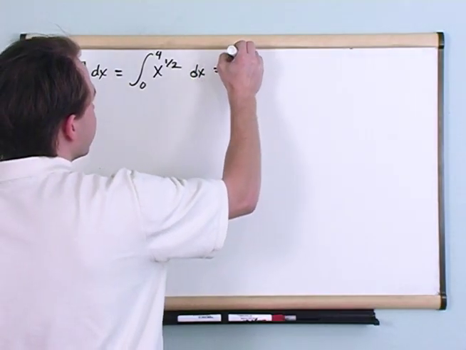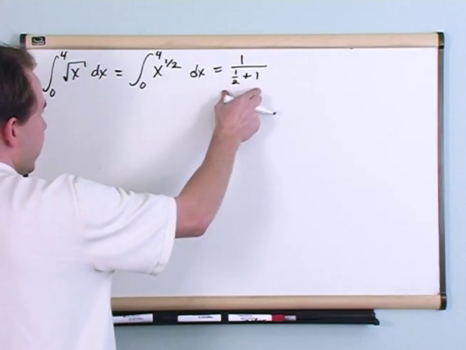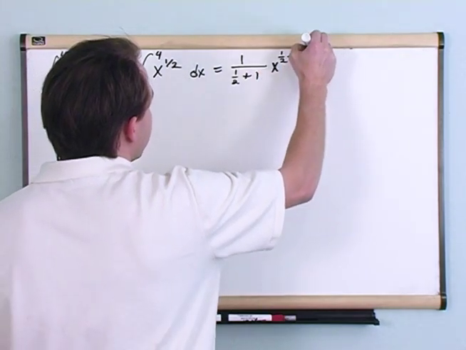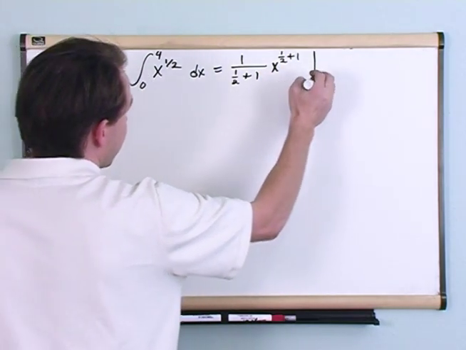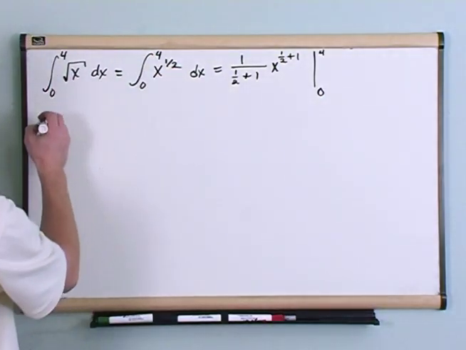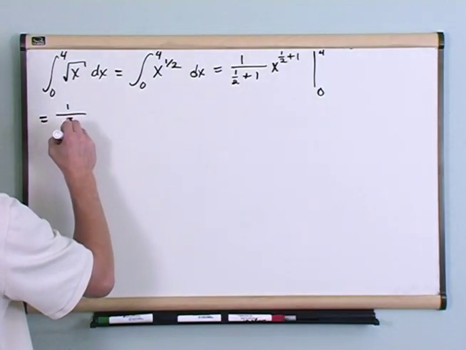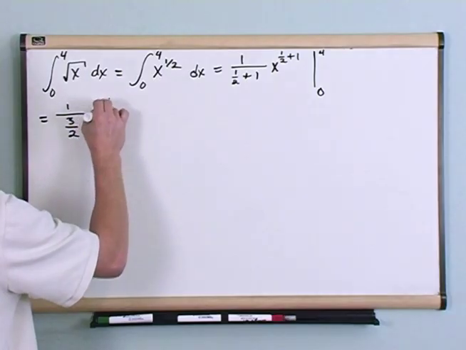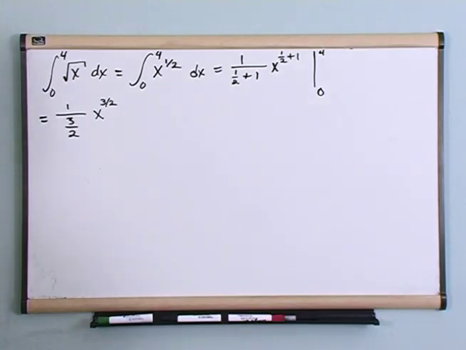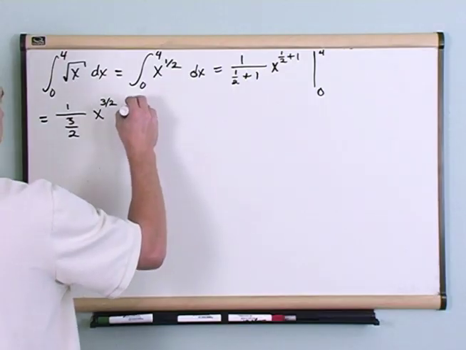So what you will have is, it'll be 1 over, and you'll have 1/2 plus 1 in the denominator, x to the power of 1/2 plus 1. And that's the answer to the integral itself, but you have to remember to evaluate it from 0 to 4, because that was our limits of integration. So this will be 1 over 3/2 x to the 3/2. Now you could have done that in your head, but I was writing it explicitly so you know what I'm doing here. You just add 1 to the exponent, and that's how you get your answer there. And this is evaluated from 0 to 4.